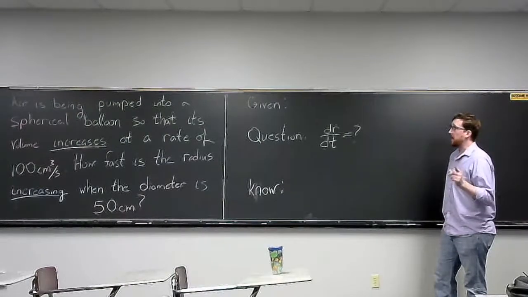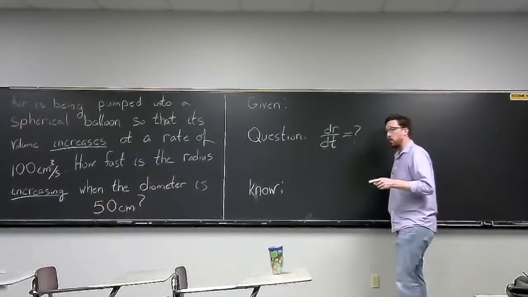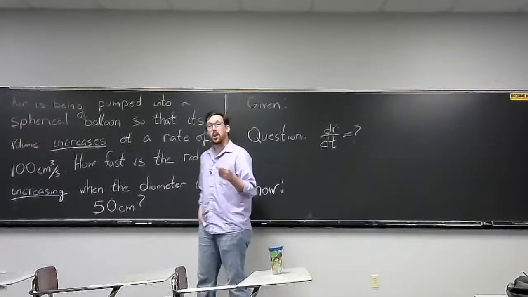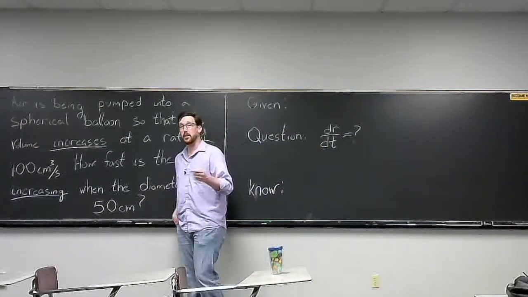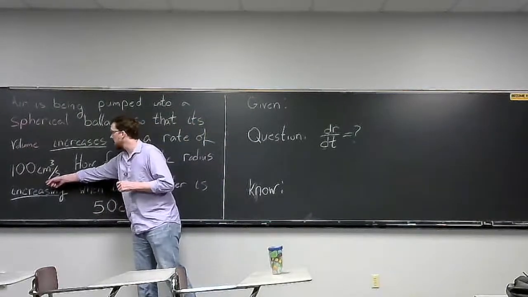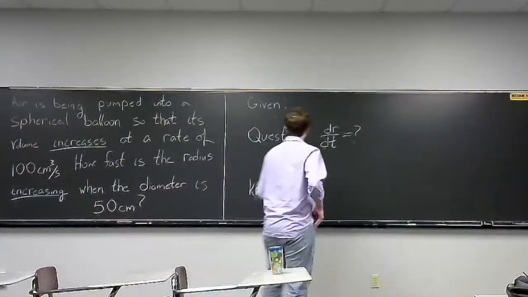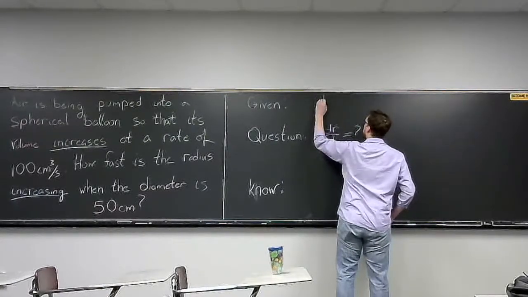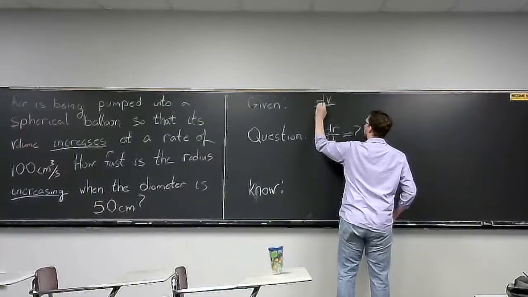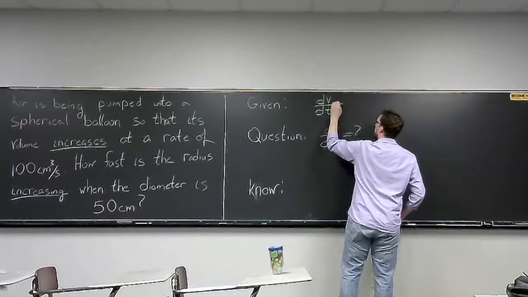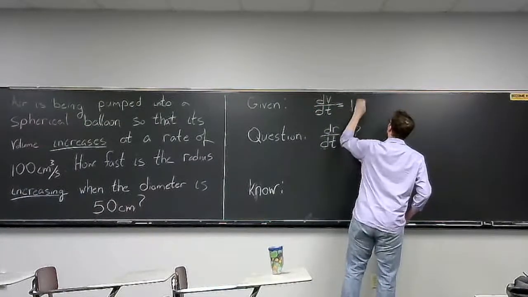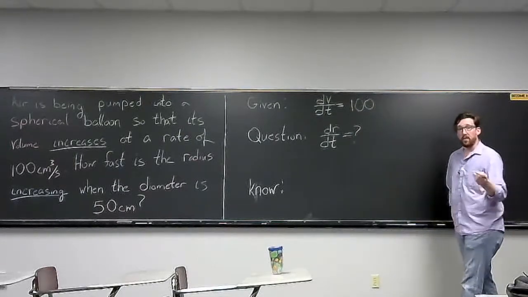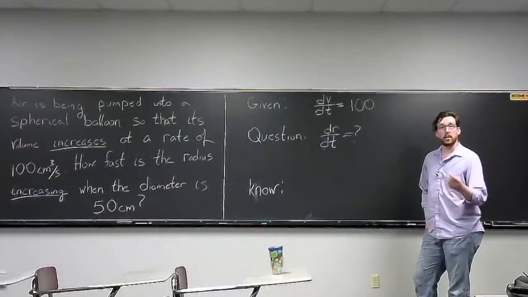Now what we're given is that the volume increases at a rate of 100 centimeters cubed per second. That's right here. So that is dV/dt is equal to the constant 100. In other words, the derivative of the volume with respect to time is 100.